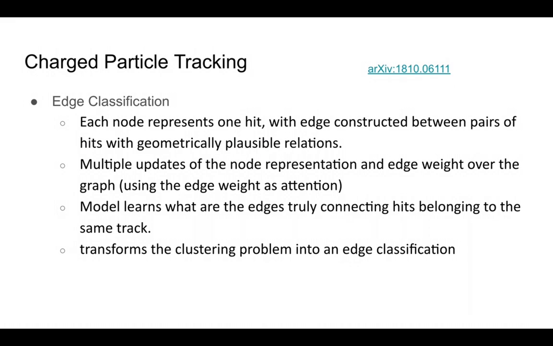In summary, charged particle tracking is an edge classification problem. Each node represents one hit, with edges constructed between pairs of hits with geometrically plausible relations. Multiple updates of the node representation and edge weight are made over the graph, using the edge weight as an attention. The model learns which edges truly connect hits belonging to the same track. Finally, effectively, we transform this hit clustering problem into an edge classification problem.